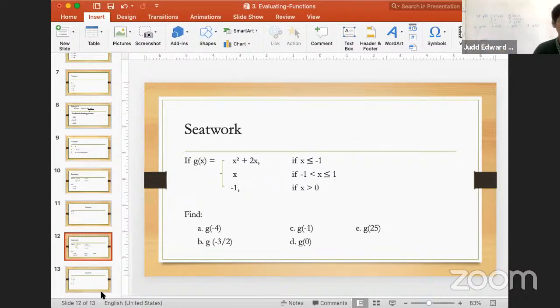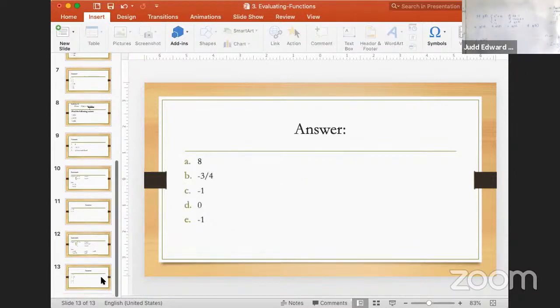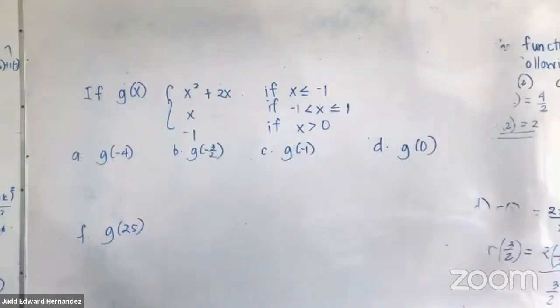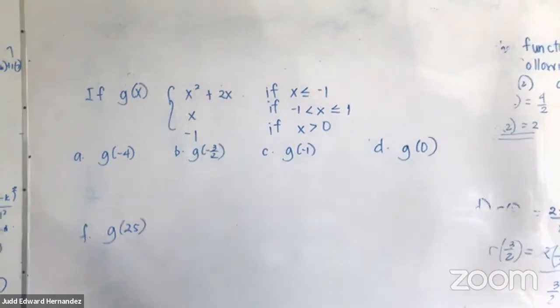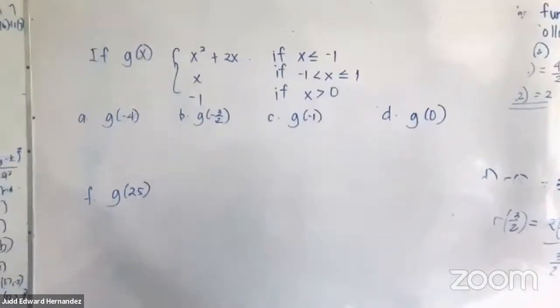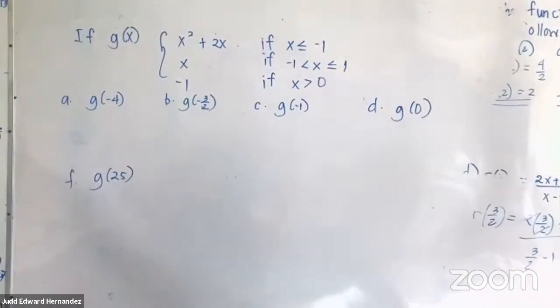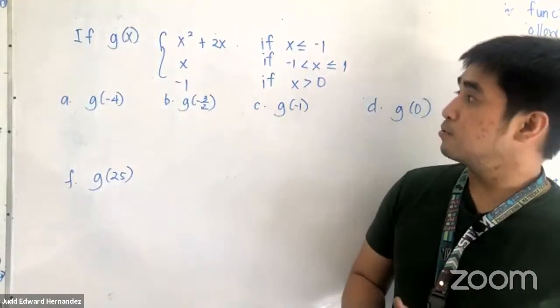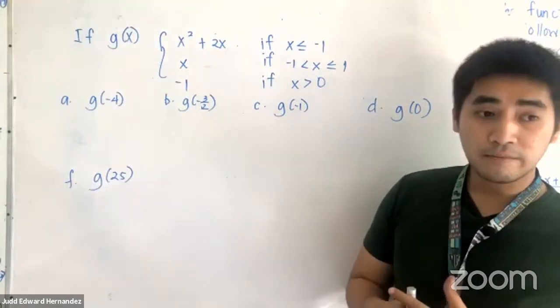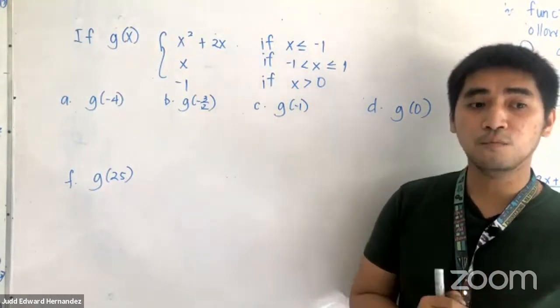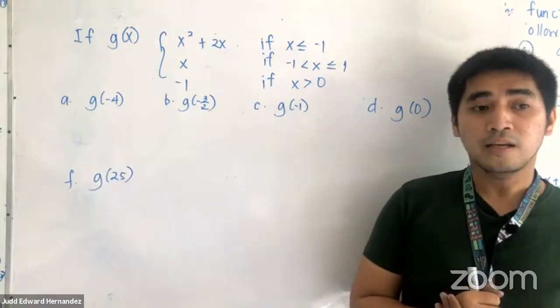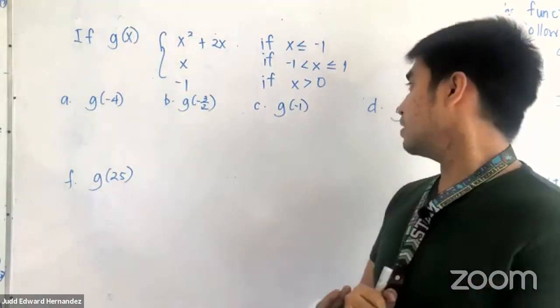Okay, so for this one, we need to analyze first: saan ba siya magfo-fall? We are given g of x equals x squared plus 2x if x is less than or equal to negative 1. We'll be using x if negative 1 is less than x is less than or equal to 1, and we'll be using negative 1 if x is greater than 0.